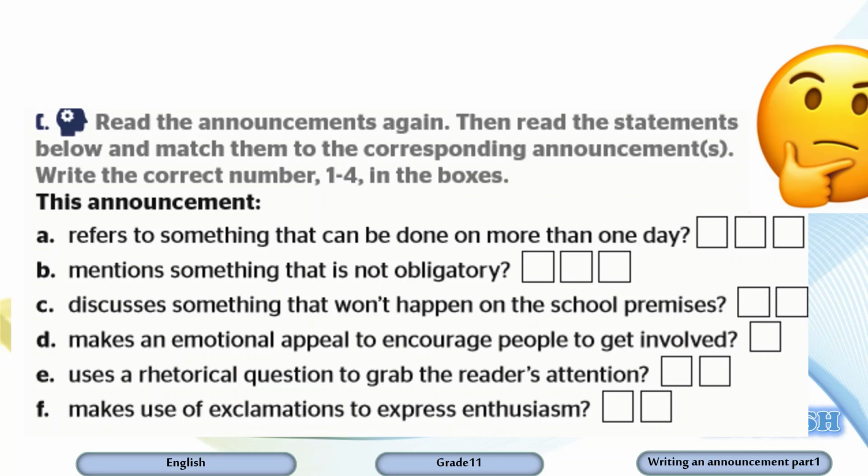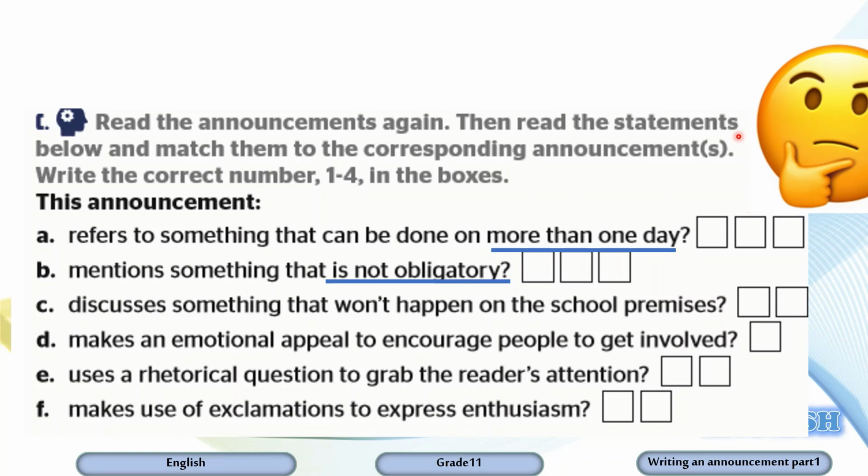Read the announcements again, then read the statements below and match them to the corresponding announcement. Write the correct number 1 to 4 in the boxes. So which announcement refers to something that can be done on more than one day? Underline the phrases that could help you find the answer. Number B, which announcement mentions something that is not obligatory or is not necessary.